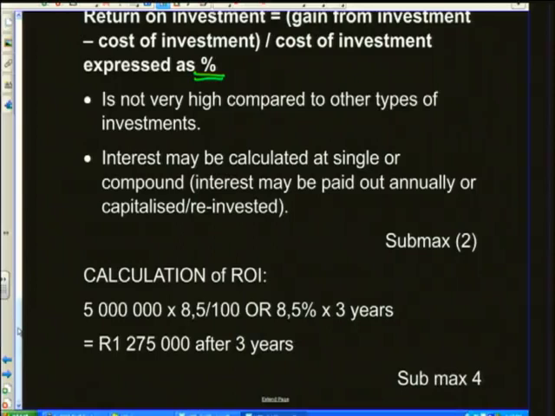So we have 5 million times 8.5% over 100, times 3 years, and after our 3 years we have 1.275 million rand that we've earned in interest. All right, so we would have got a nice 2 marks there for that.